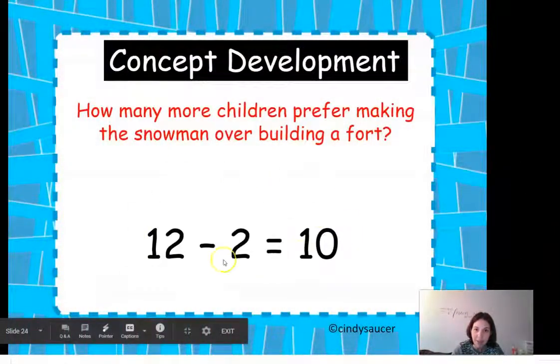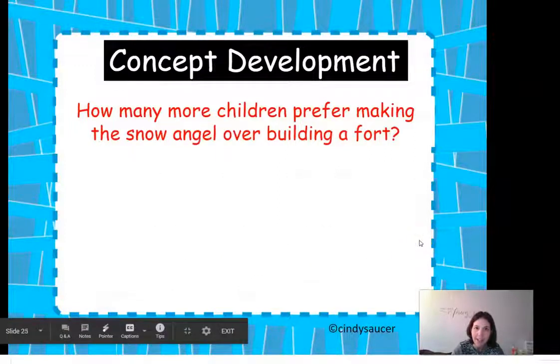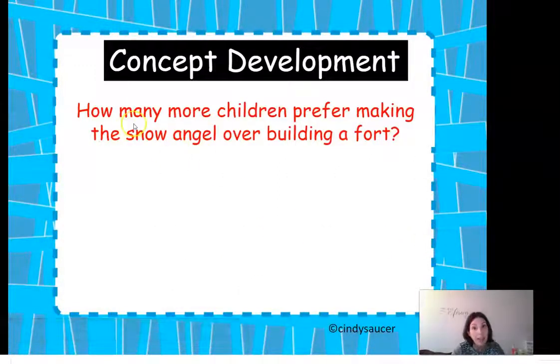Here's a subtraction problem. Very good. Let's look at another question. How many more children prefer making the snow angel over building a fort? So what are we going to do here? Subtract. How many more children? That tells us we're going to subtract. Very good. We're going to look at the snow angel and the building a fort, and subtract those two.